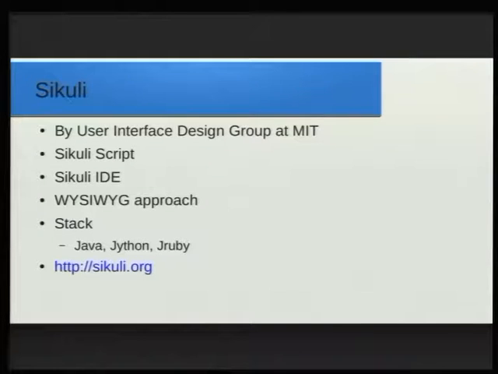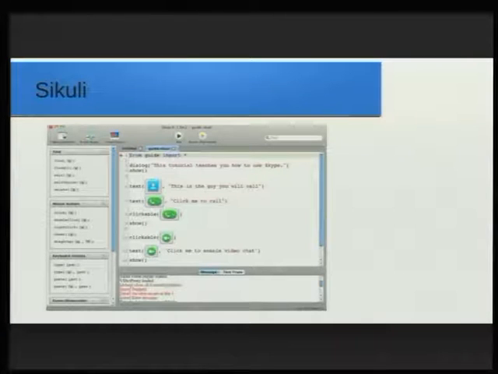So their stack is Java, Jython, and JRuby. They basically run all this stuff in Java, and your scripts are interpreted with either Jython or JRuby. So here's an example of how this looks. This is actually a successor of a project called Sikuli X, which is building on the results of Sikuli.org, the two previous projects. I wasn't able to find a better screenshot of the original Sikuli, but the process is very simple.